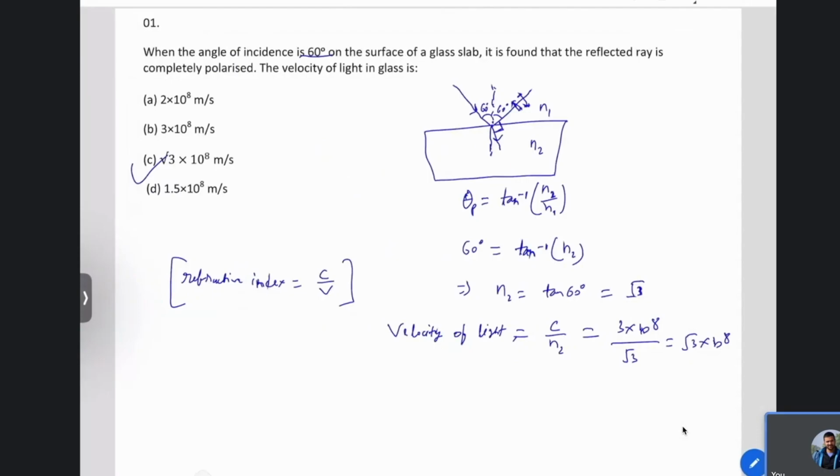So the formula is there. There is no problem, it's a simple problem. But what you have to understand here is that this experiment can be performed in a lab. You can shine light at 60 degrees on a glass slab, and just by measuring the reflected polarized light, you can calculate the velocity of light in that medium. So that's the beauty of this simple experiment that you can perform.